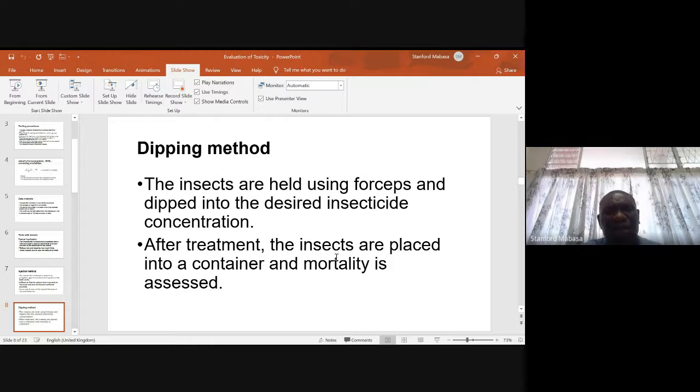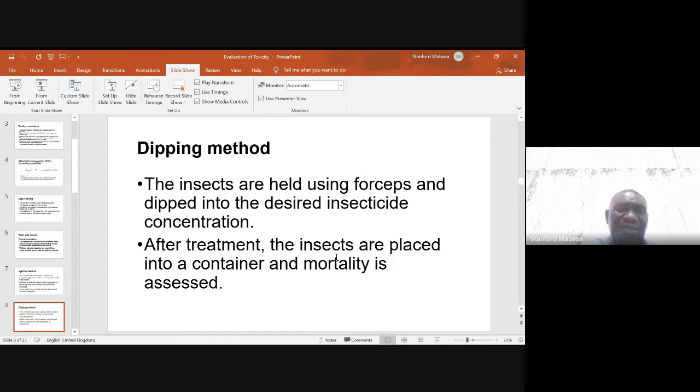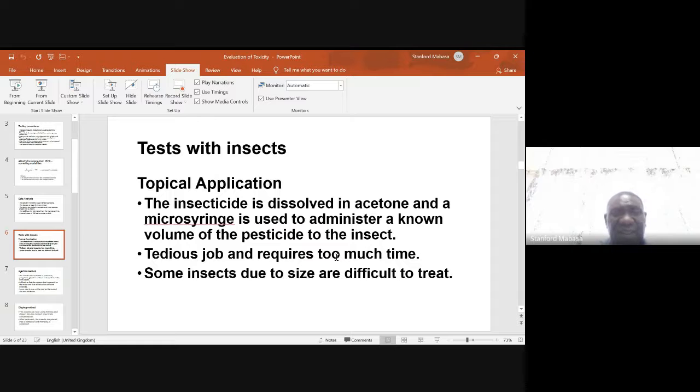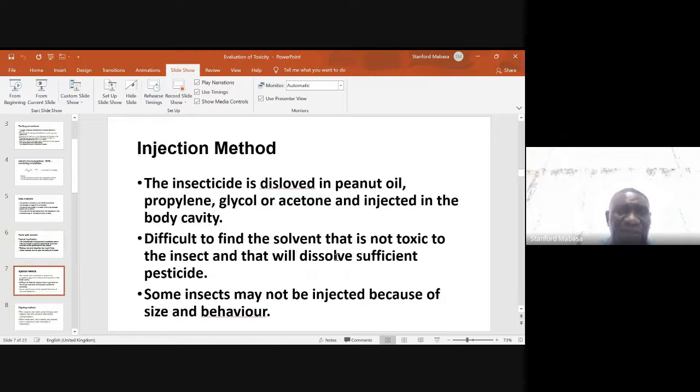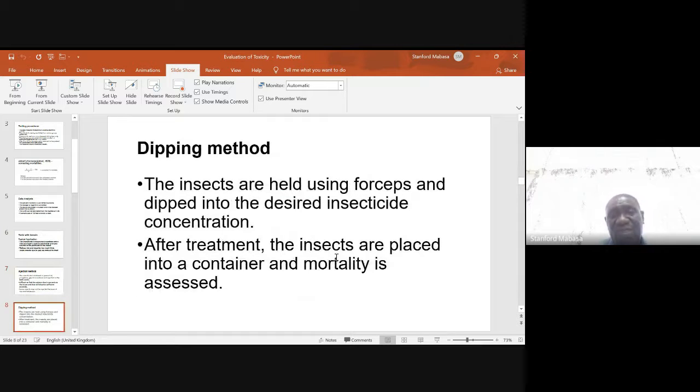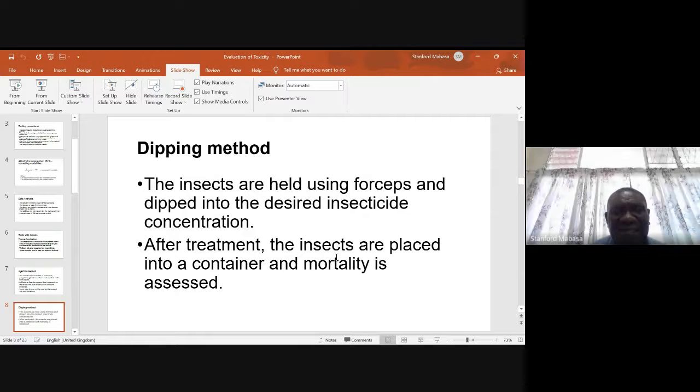Now, after dipping, you take your insects and place them in a container and now observe them. Try to find whether they are going to die or not. So this is another method. So please remember, we have talked about topical application, injection method, now dipping. We are trying to administer insecticides to the pests, to the insect pests.